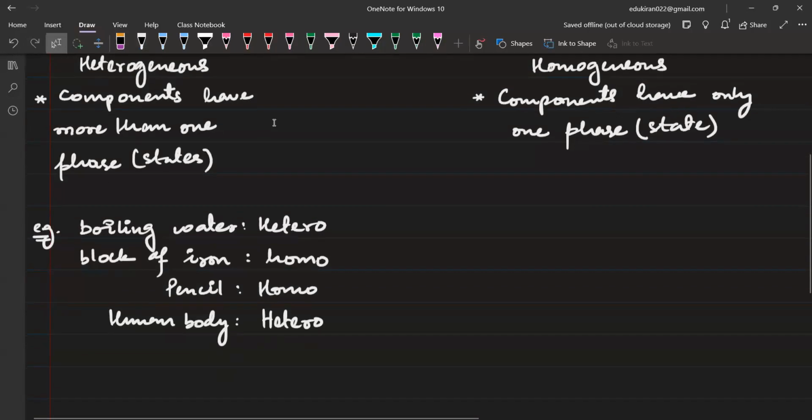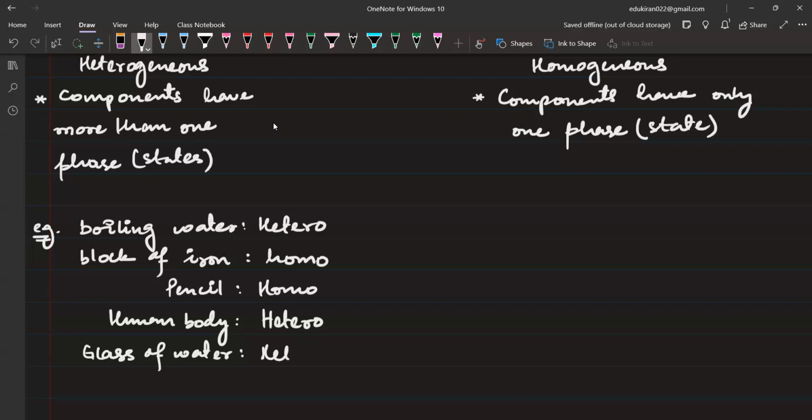So यहाँ पे क्या हो जाएगा? Heterogeneous. Similarly, if I say glass of water, now this is also important, glass of water, ठीक है. So the glass of water, that means the glass and also the water which is present. So glass is solid and water is liquid, so it is also going to be hetero. Okay. Now, these are some examples.